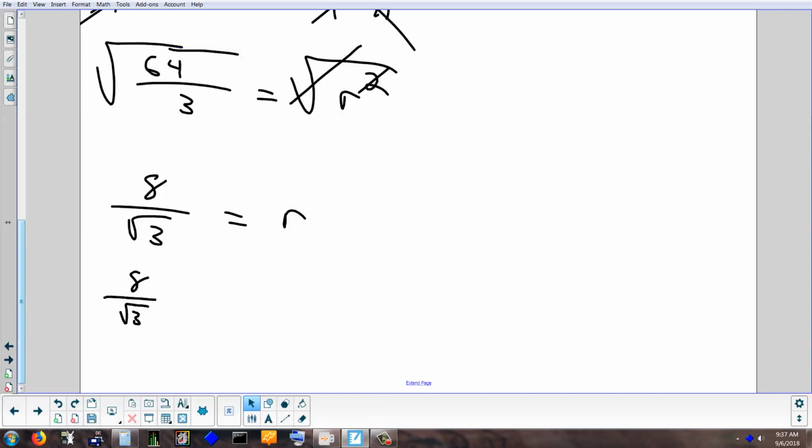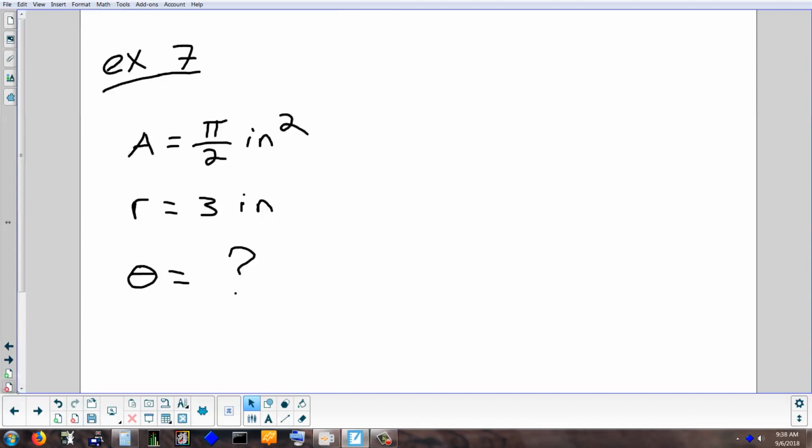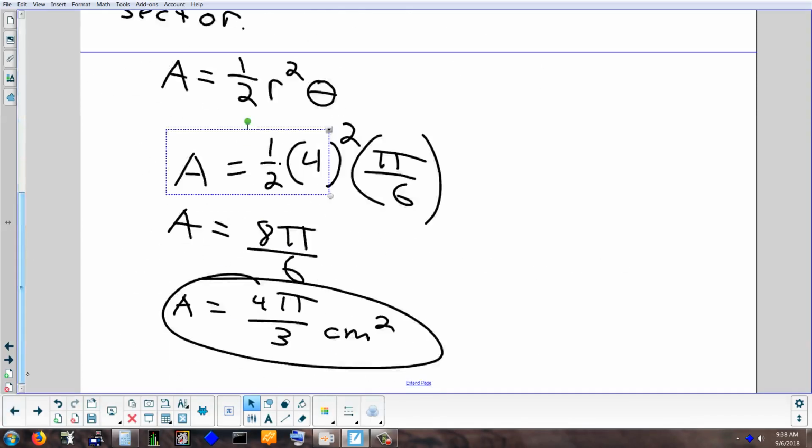The only thing you're ever allowed to do to a fraction that doesn't change it is multiply the top and the bottom by the same thing. Did anybody see what you could multiply the top and the bottom by? Both by the square root of 3. So in the top, you have 8 square root of 3. And in the bottom, you have the square root of 3 times the square root of 3, which is the square root of 9, which is 3.